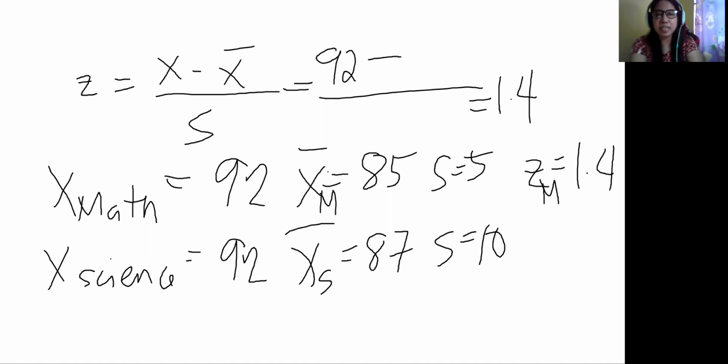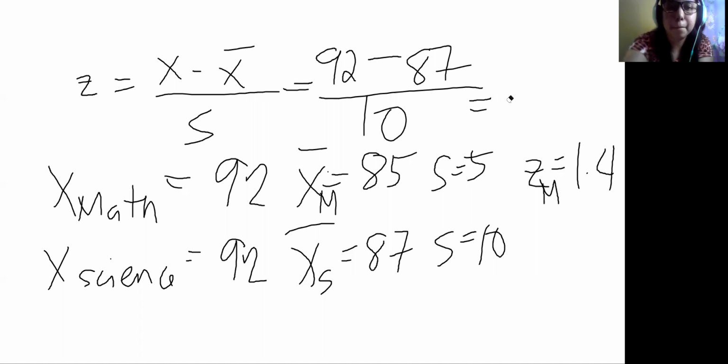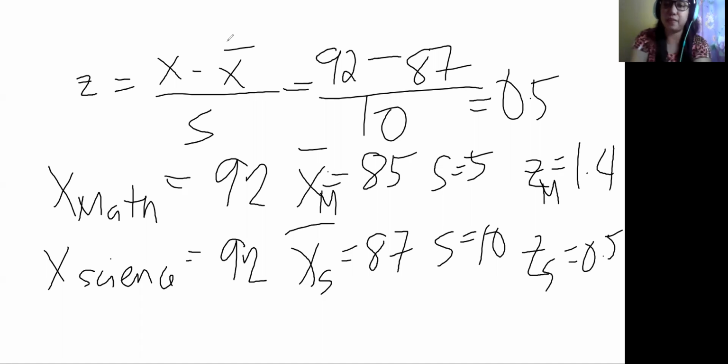Okay, so what is the mean in science? It is 87 and the standard deviation is equal to 10. So computing for that value, let us see what will be the result. 92 less 87 divided by 10 is equal to 0.5. So the standard score for science is 0.5.